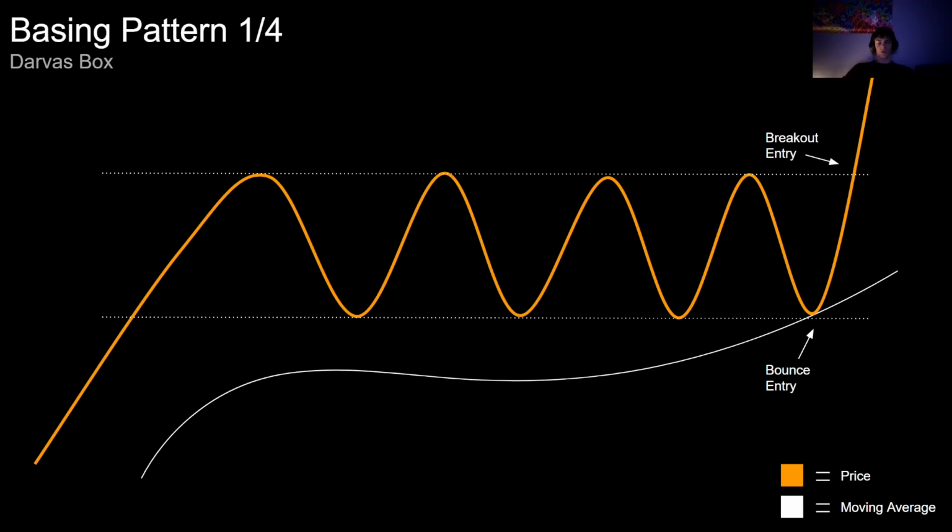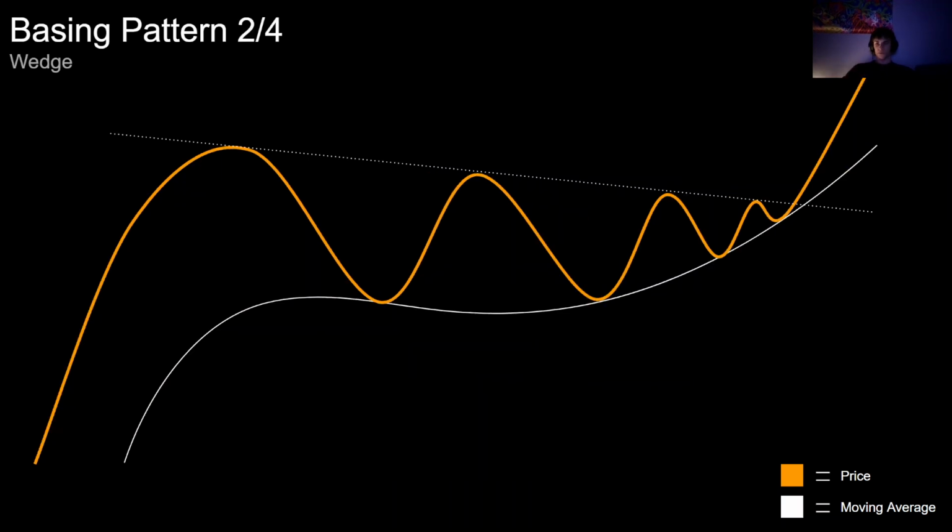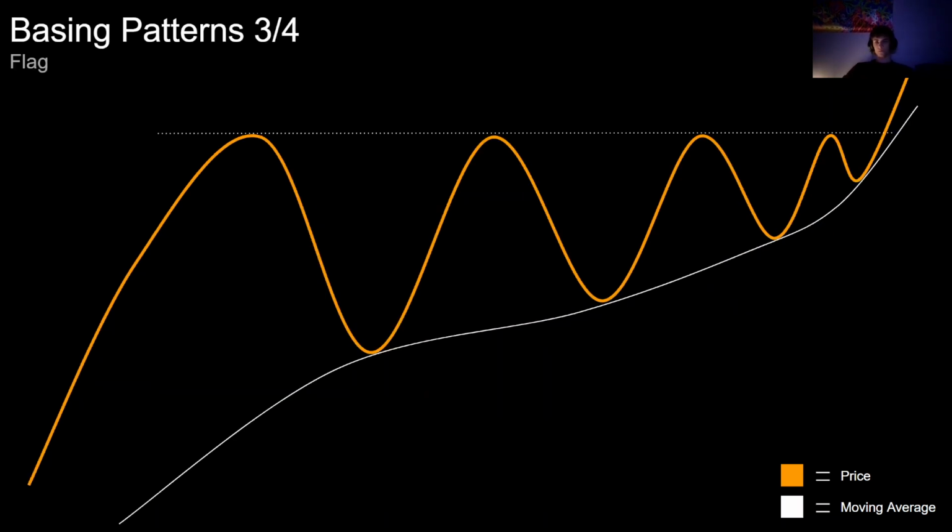So this is what the Darvas box is going to look like here. A wedge is going to be higher lows and lower highs, so where price is basically just pinching down into it. And so that's going to be your bounce entry, and then your breakout entry right here. A flag is the same thing, except a very flat top, and then you'll have higher lows, so price is sort of ramping up into a resistance point before it pinches out and breaks up to the upside.